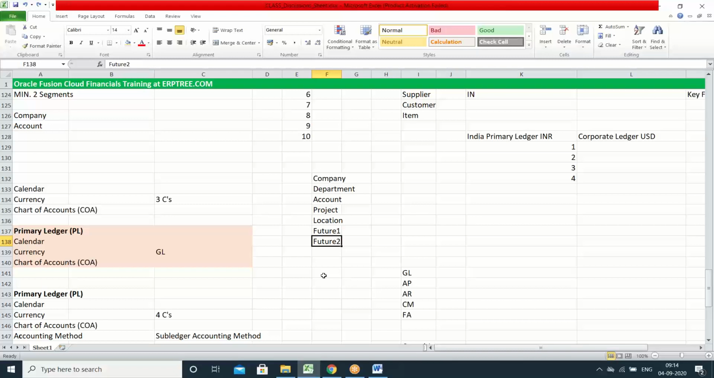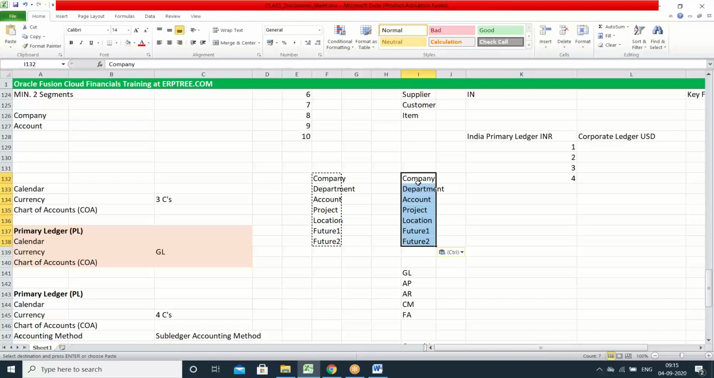When you are creating the chart of accounts, we call it designing the chart of accounts. When you are designing the chart of accounts for your client as per the business reporting requirements, you should recommend the client to have buffer segments. Buffer means additional segments which are required in the future. So this is how we suggest, and this is how we can create the chart of accounts for a few clients.